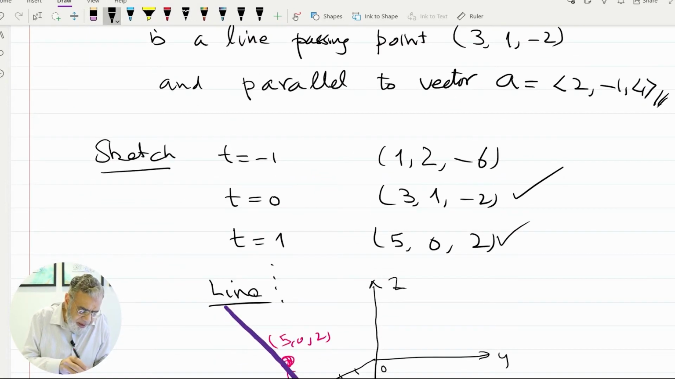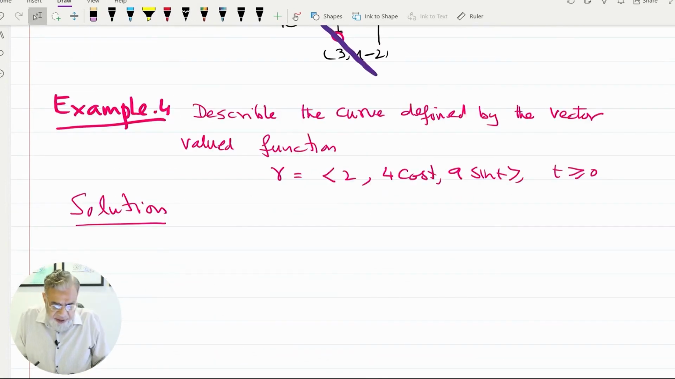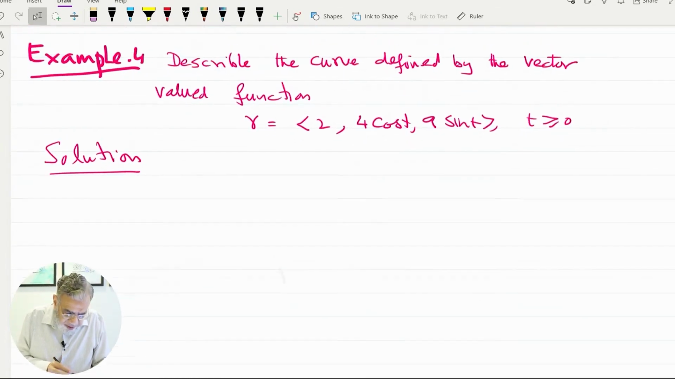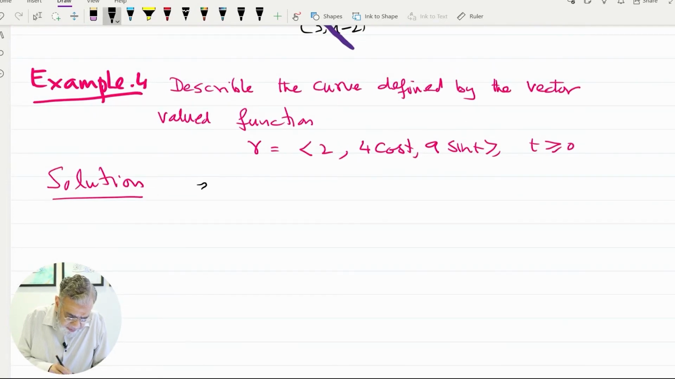In example 4 we are given the vector valued function r equal to 2, 4 cosine t and 9 sine t. So we want to describe this curve. What does this curve represent? We always write the parametric equations to understand more, so we write the corresponding parametric equations for the given curve.